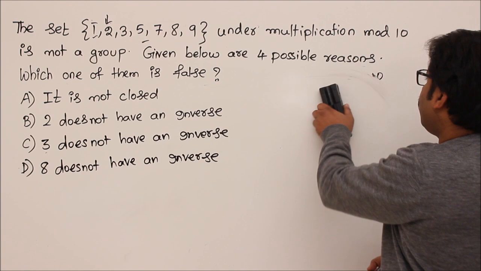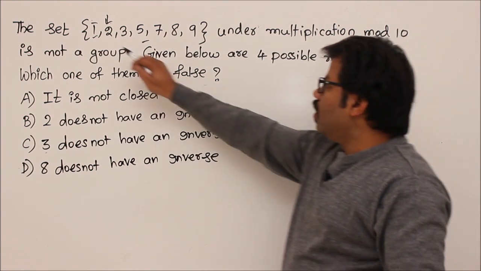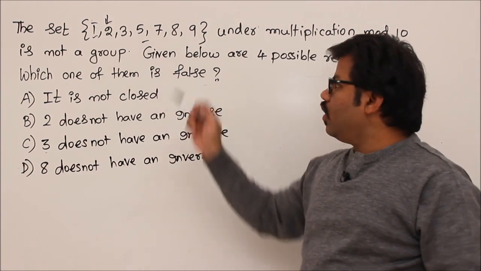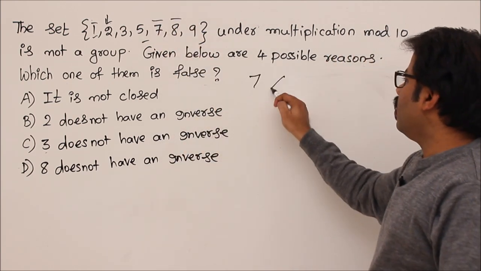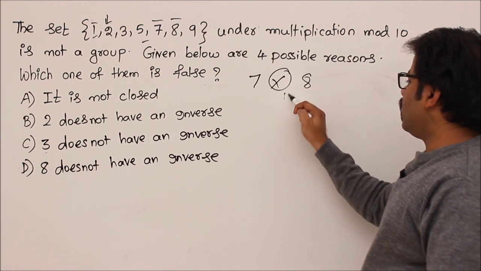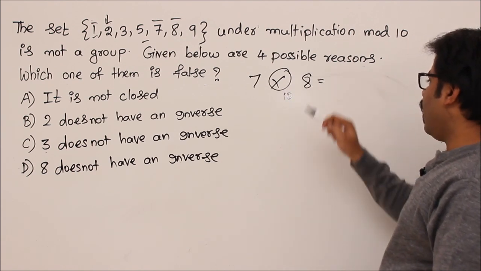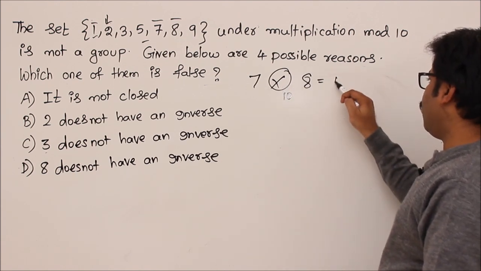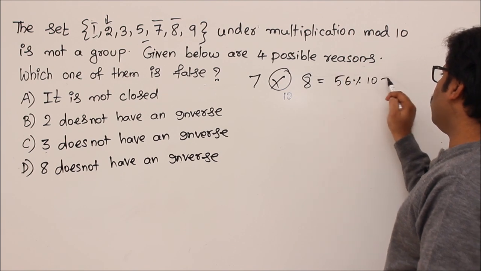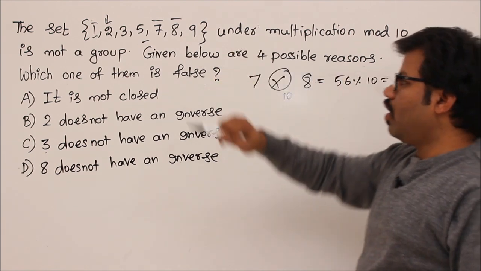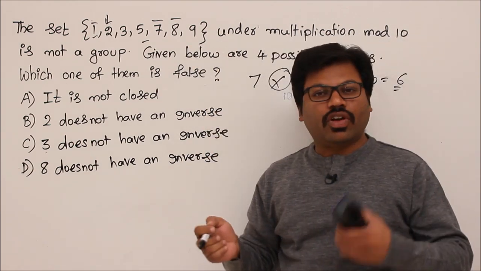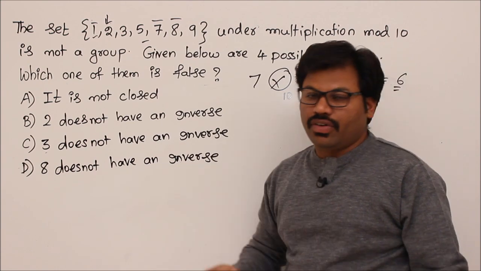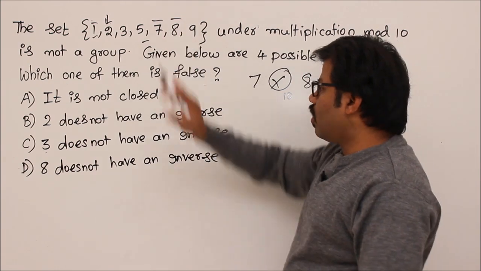But sir, what if I don't get the idea to multiply 2 and 2? Try any random combination. See, there is another combination, 7 cross 8. That means 7 multiplication modulo 10 into 8. 7 times 8 is 56. 56 mod 10 is 6. But 6 doesn't belong to this set. There is no other option, we have to try all possibilities. If you are quick enough, then we can easily find out. Finally, yes, this is not closed.